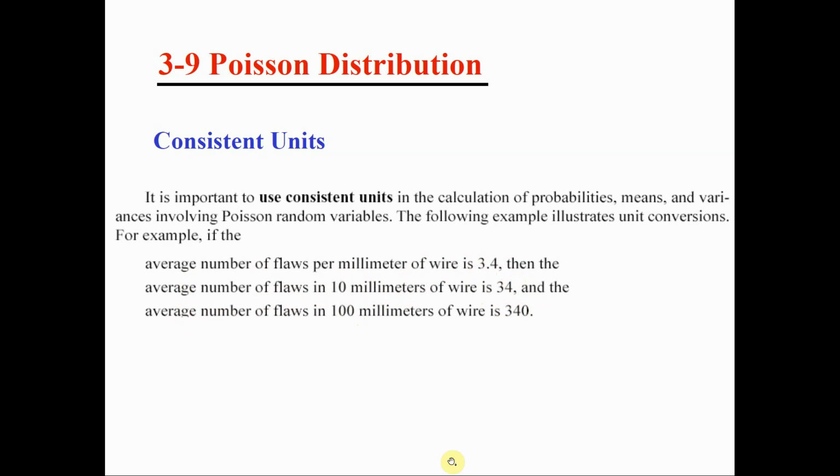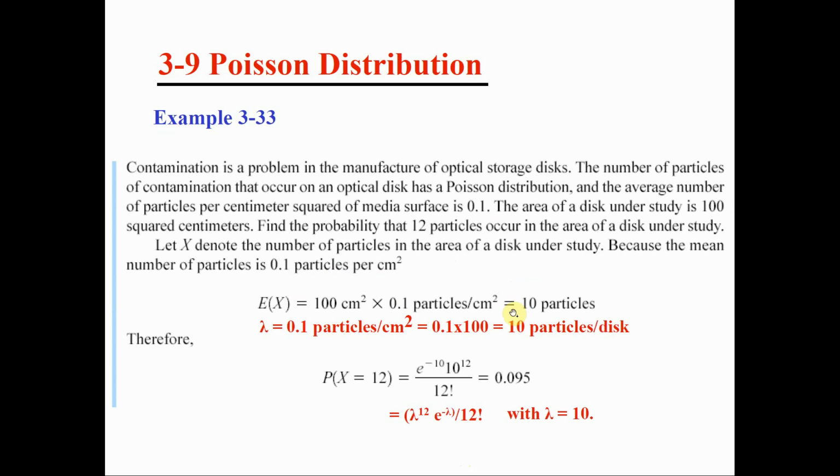The question is which lambda should we use depending on the actual interval. So if the question talks about 1 millimeter, then lambda is 3.4. If the question talks about 10 millimeters, then lambda is 34. If the question is about 100 millimeters, then lambda is 340. And let's look straight ahead at this example, which will clarify things further.